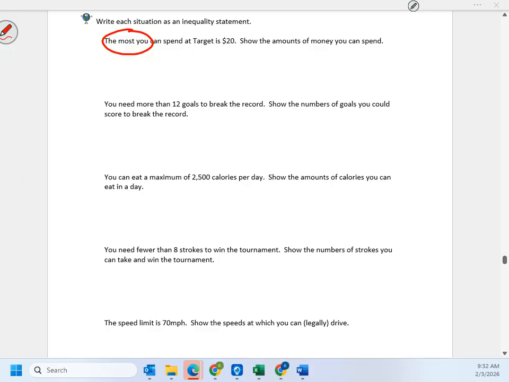Presley, what do you think? What should our inequality statement look like? At most, you can spend $20. So I know it's going to have that equal sign on the bottom.